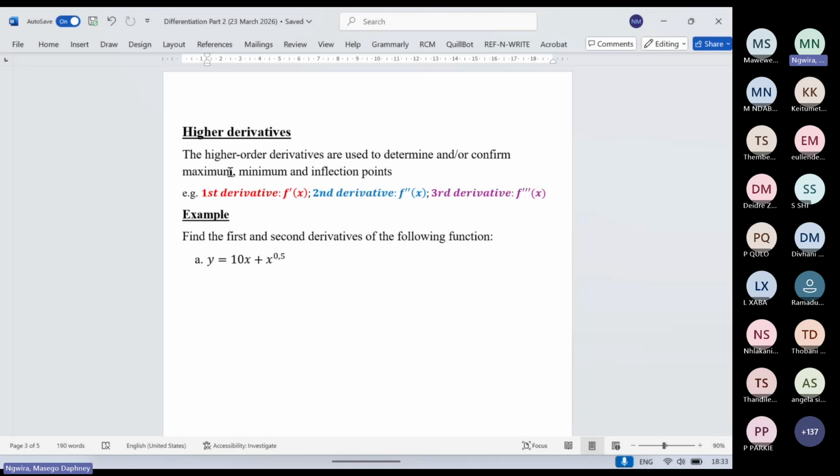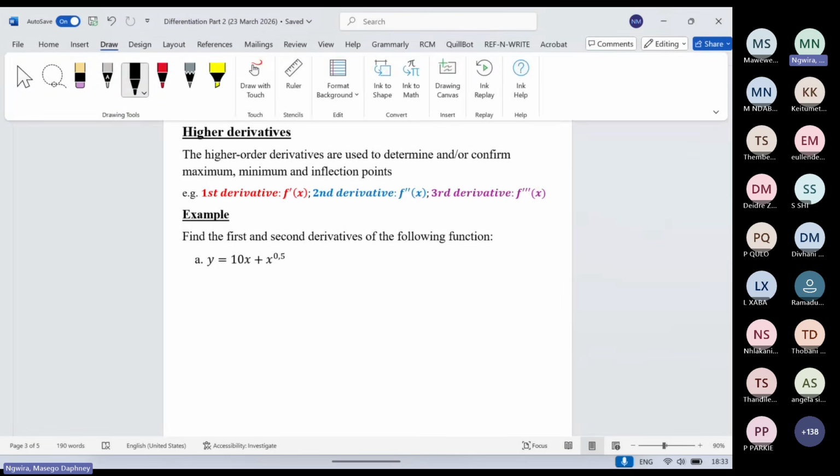Remember, the whole point of this is for us to maximize profit and minimize the costs. So I'm going to teach you how to derive. The first time, you know how to derive. And then we have the derivative for the second time and the third time. Here they're saying, find the first and second derivative of the following function. So we are going to derive. Nothing has changed. We still apply the same thing.